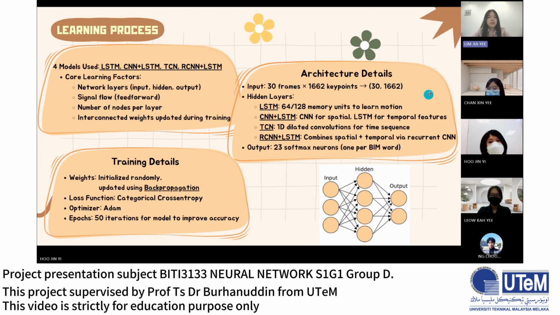The signal flow is feed forward, which is from the input layer to the hidden layer and then to the output layer. The hidden layer is varied by different models, and the output has 23 units for BIM classes. The weights are initialized randomly and updated using backpropagation, and it is used during training to compare predicted output and actual labels using categorical cross entropy loss.